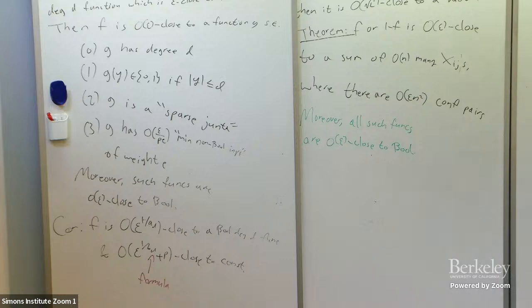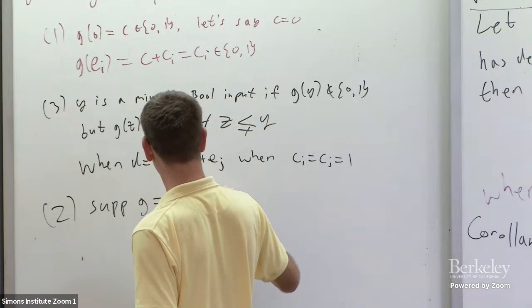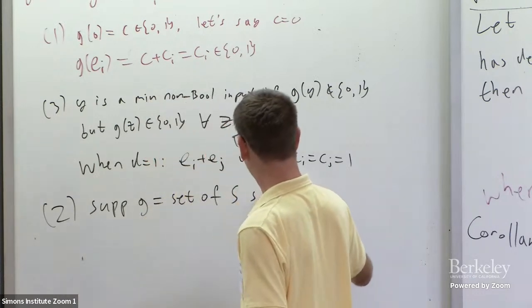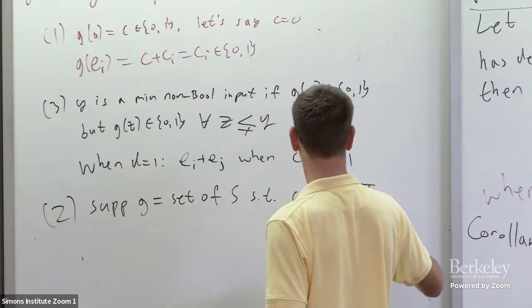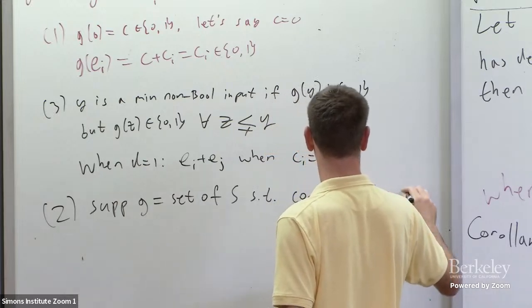Okay, and now I have to define 2. So we look at the support of G. What's the support of G? This is the set of S such that the coefficient of this monomial is non-zero.